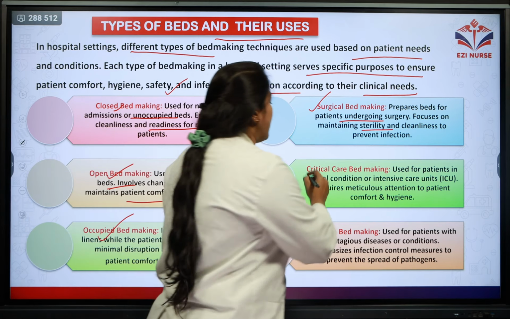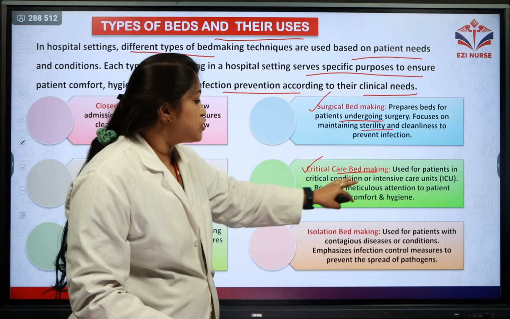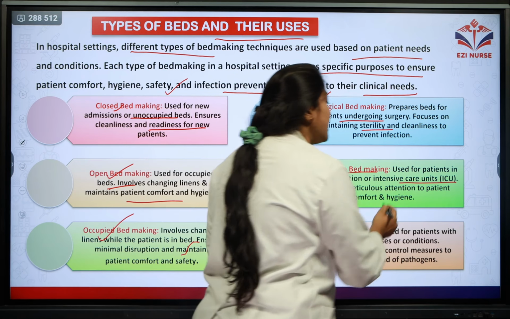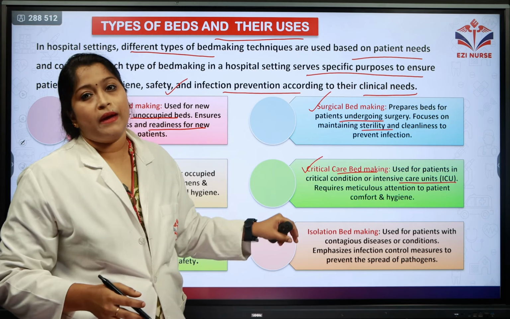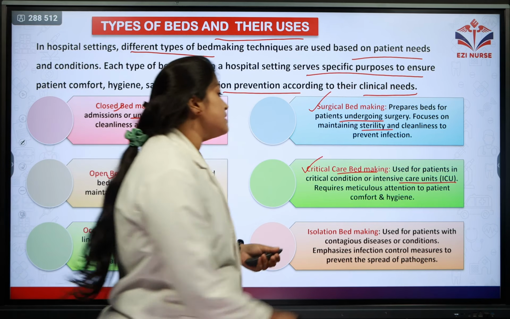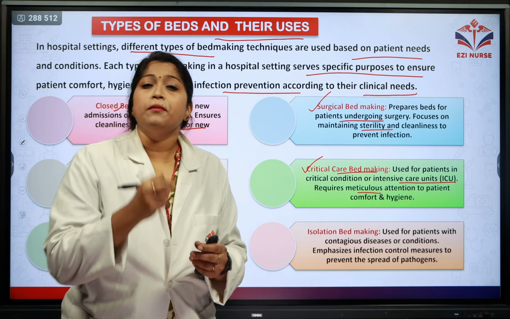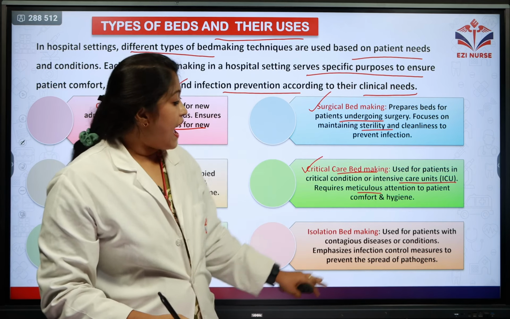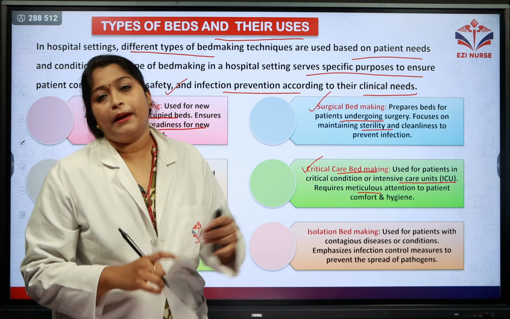The next type of bed is the critical care bed making. What is this critical care bed making? It is used for patients who are under critical conditions or who are usually in the intensive care units, that is ICUs. So for those patients, you're making this critical care bed making. What you need to keep in mind requires meticulous attention to the patient's comfort and hygiene. You're giving the most importance to making sure you're giving comfort as well as hygiene for those patients when you're making this critical care bed making.